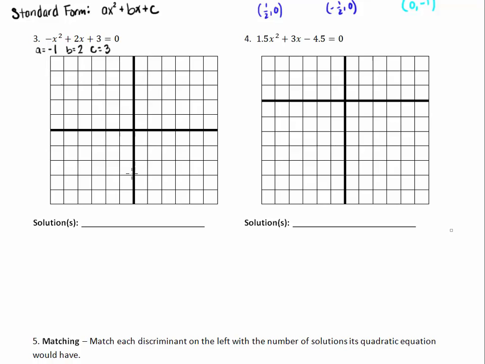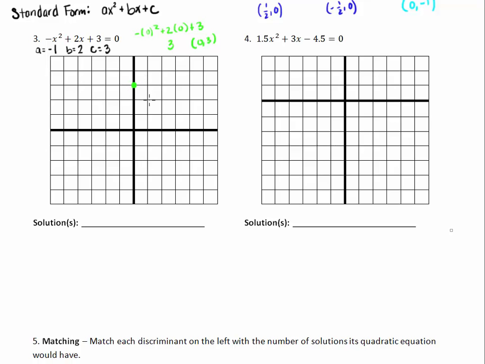If we think about that for just a second, any point on this line right here has an x value of 0. So we can plug 0 in for x in this equation and see what we get out. If I have negative 0 squared plus 2 times 0 plus 3, well, this part goes to 0, that part goes to 0, and I'm left with 3. So I plug in 0, I get out 3. That is where our graph is going to cross the y-axis.